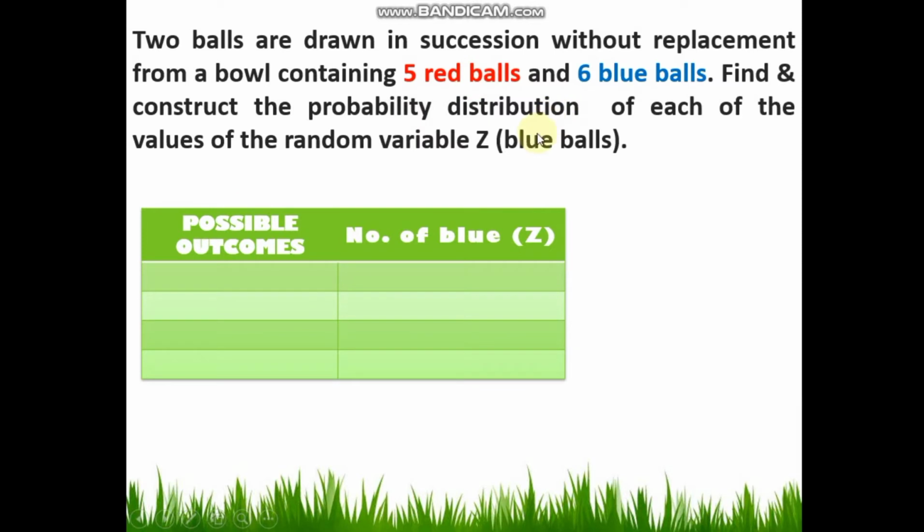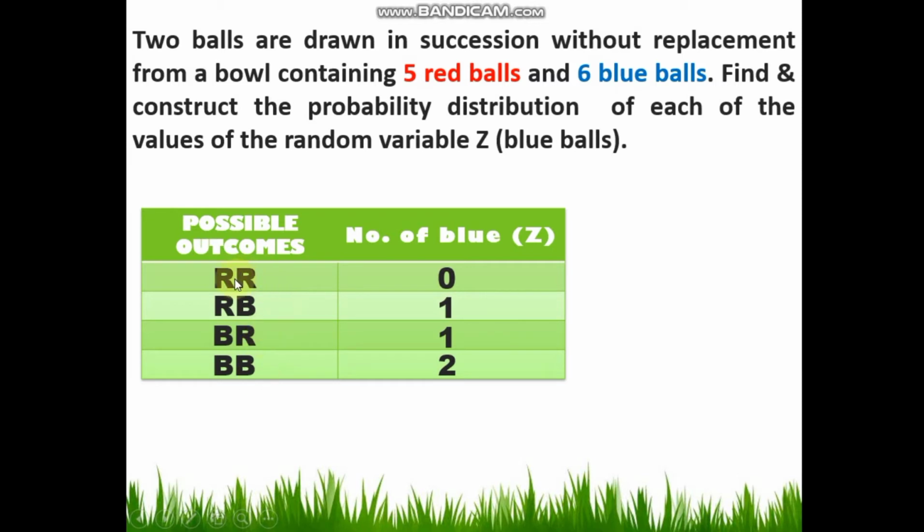So you have 2 raised to 2 balls, so 2 raised to 2. So we have 4 possible outcomes. And those outcomes are red-red, red-blue, blue-red, and blue-blue. Since we are just considering the number of blue balls as our random variable, we have to count how many times it appears in our possible outcomes.